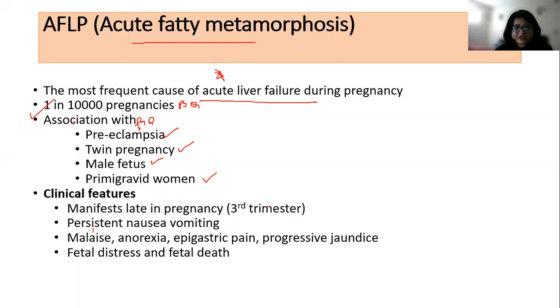Clinical features: usually presents in the third trimester. There will be pain and nausea, vomiting. There will be progressive jaundice, fetal distress, and fetal death. It has a high perinatal and maternal mortality.